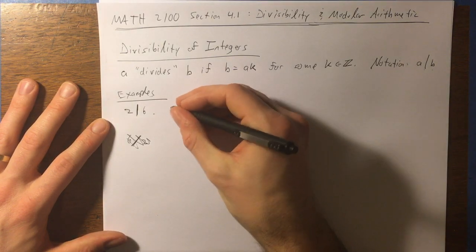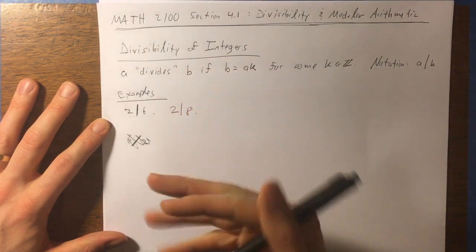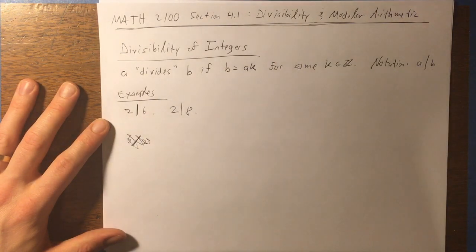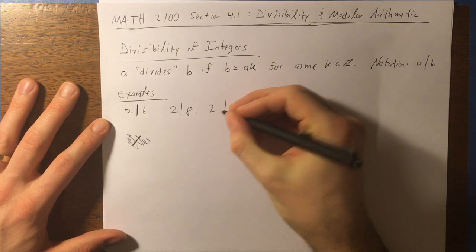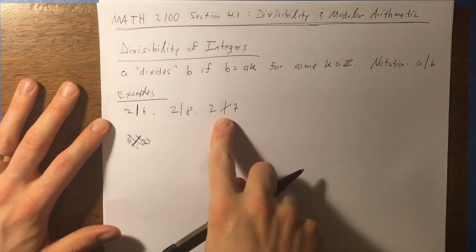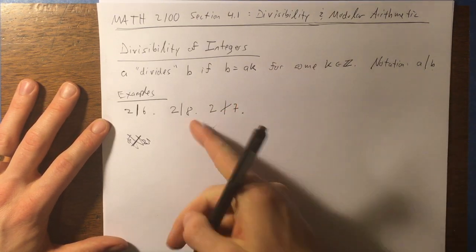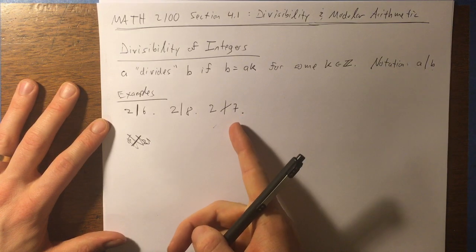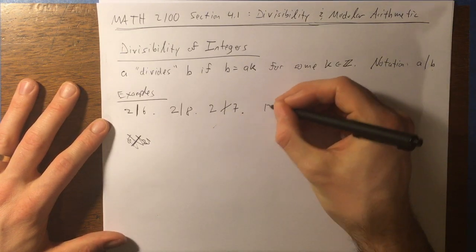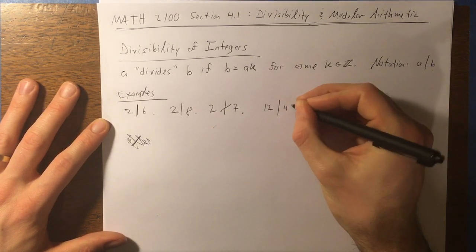So 2 divides 6, 2 is also going to divide 8, and so on, right? Remember, 2 divides any even number. So 2 would not divide 7. And so you can use the pipe character and put a slash through it if you want to say it does not divide, right? 2 doesn't divide 7. 7 is not a multiple of 2. What's another example? 12 divides 48. Sure.